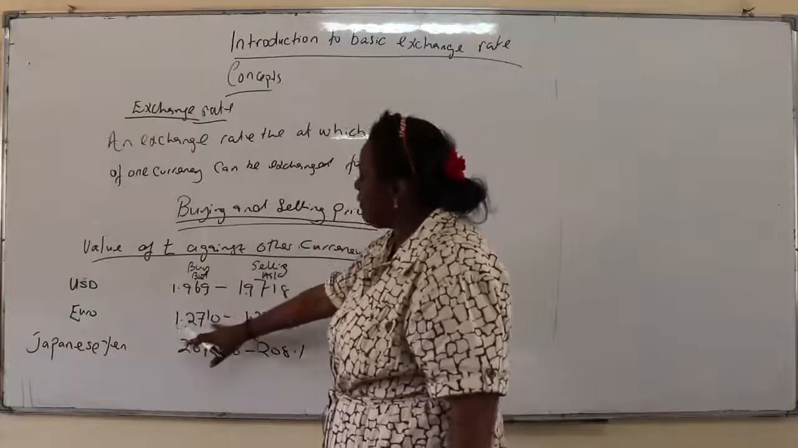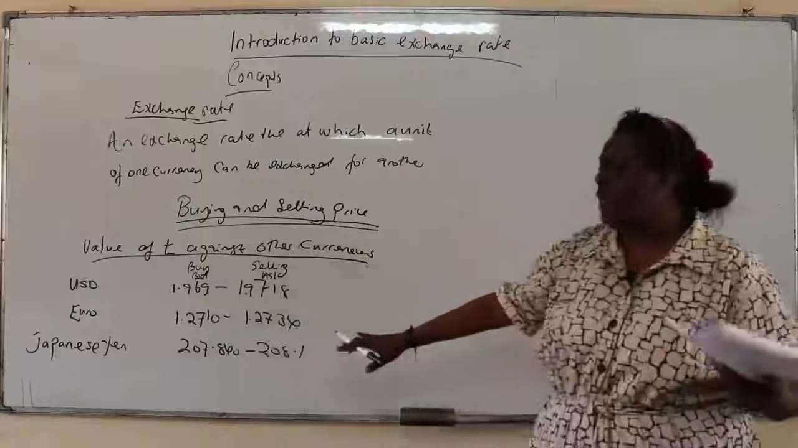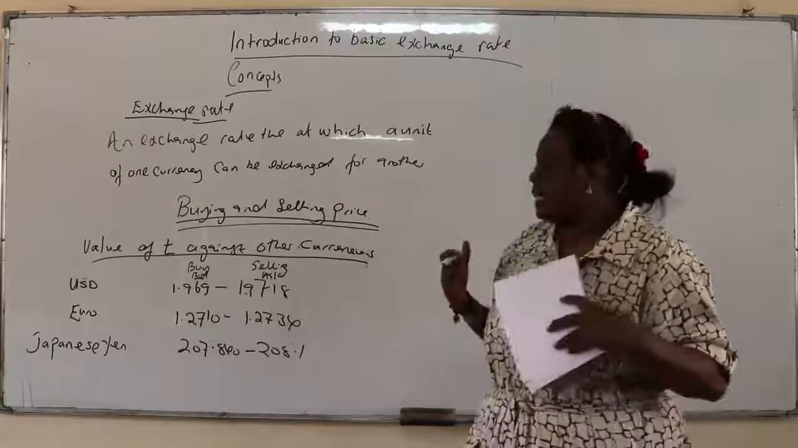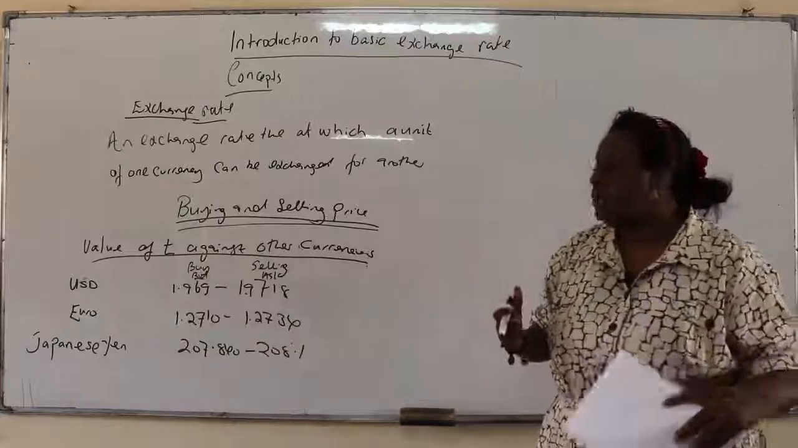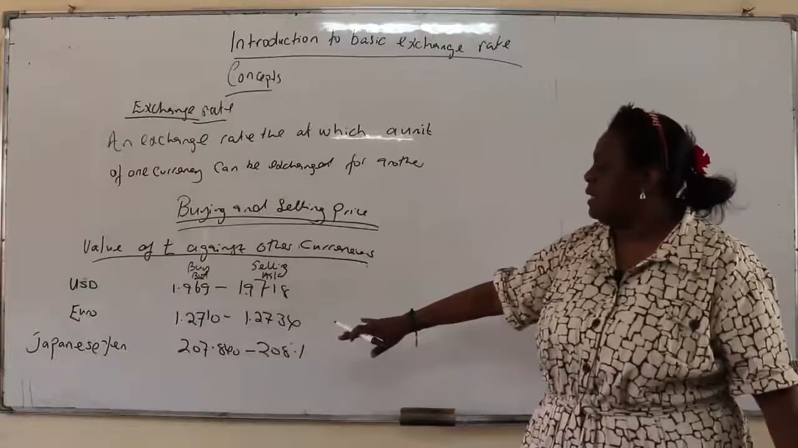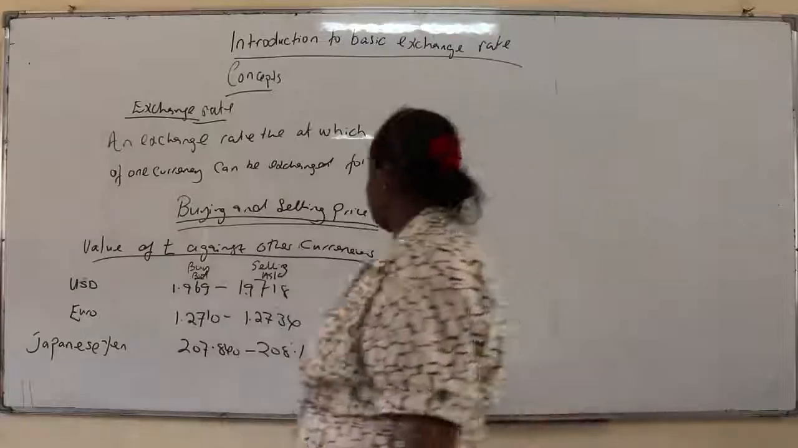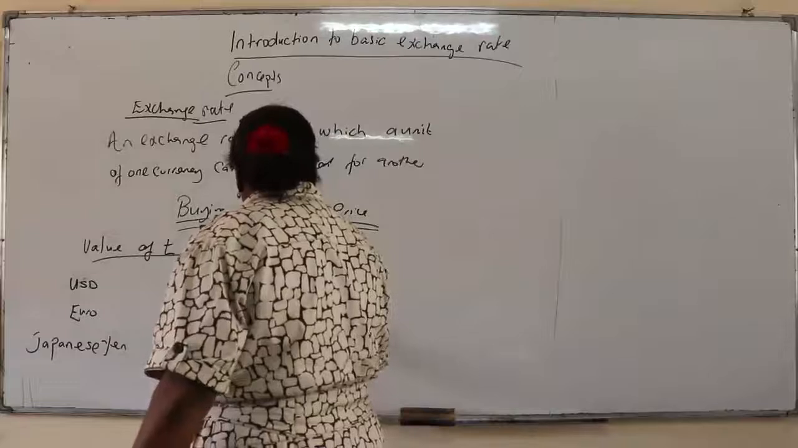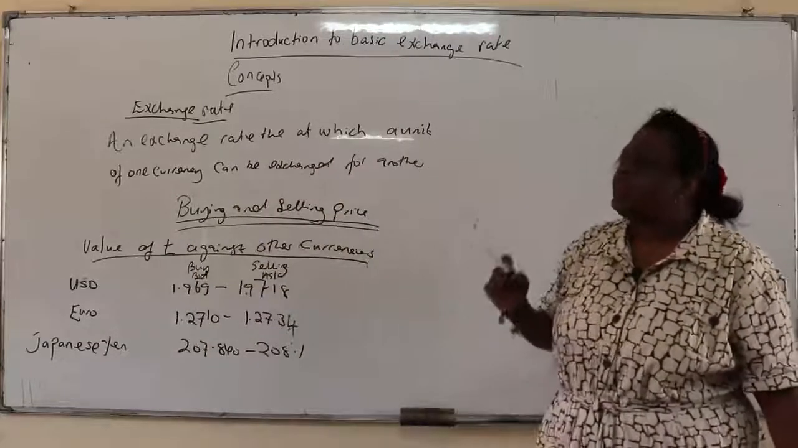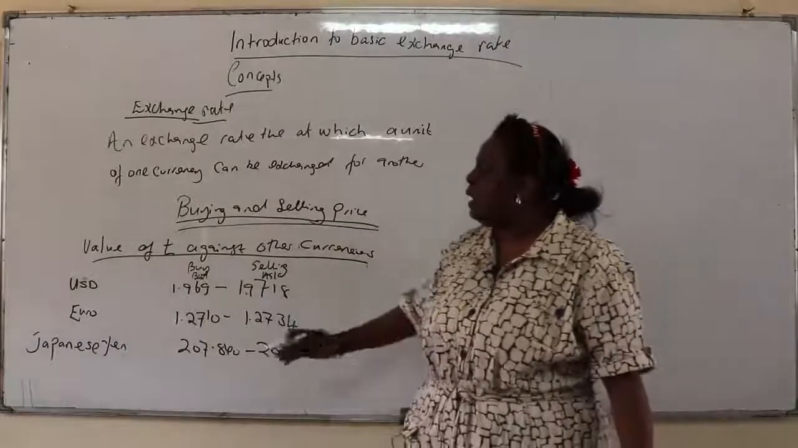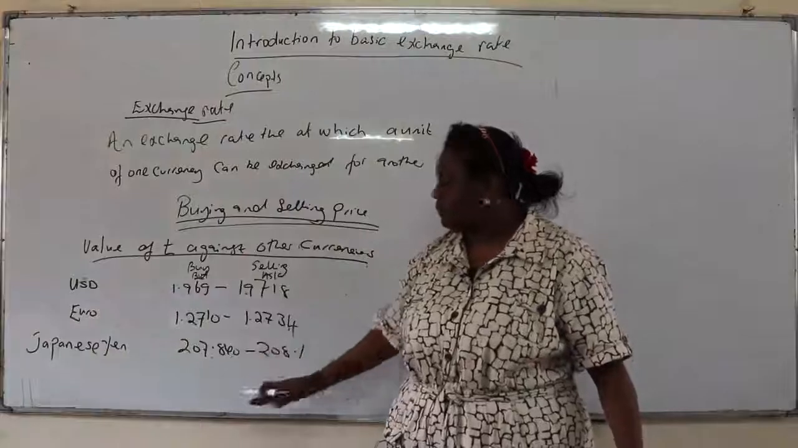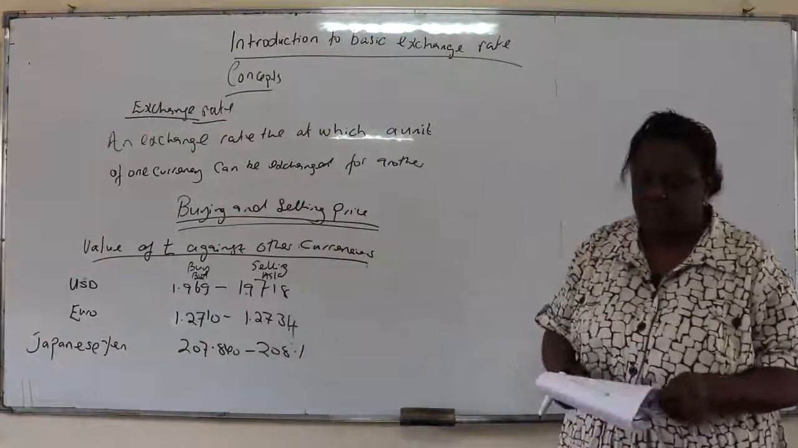The same applies to the euros: the bank is going to buy euros at 1.2710 and sell euros to any investor who wants to buy. So if I want to have some sterling pounds, I will go to the bank, and the bank is going to sell to me at 1.2734. The bank is going to buy from me at 1.2710. The same applies to the Japanese yen.